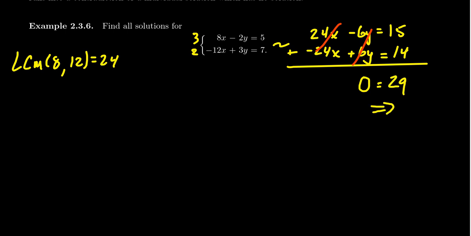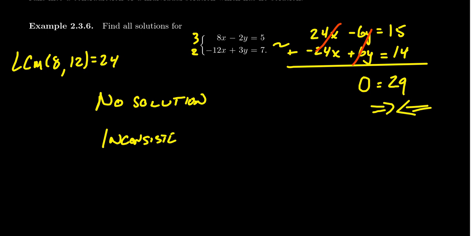You get that 0 is equal to 29? No, it ain't. That's not a thing. And therefore, because we get this contradiction, this would tell us that there is, in fact, no solution to this linear system. The only way there could be a solution is if 0 equals 29, which is not the case. And so this is an example of this inconsistent case that we were talking about just a moment ago.